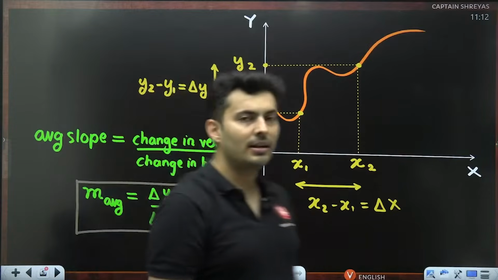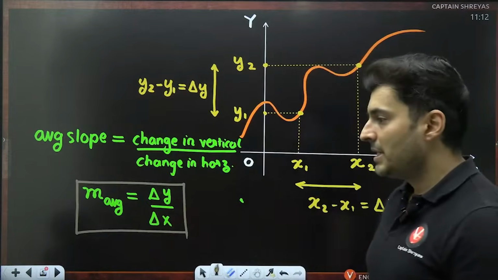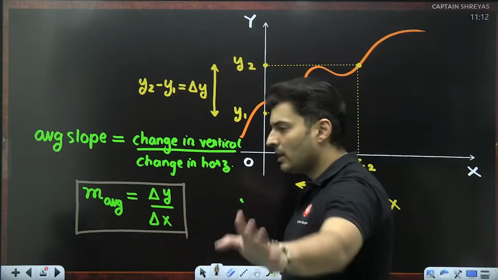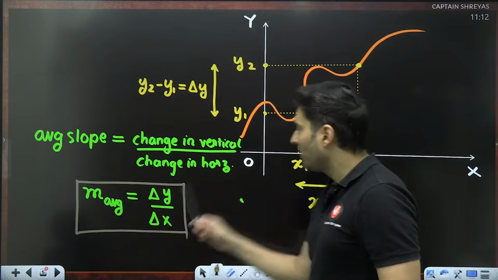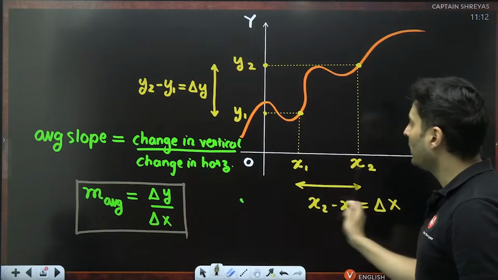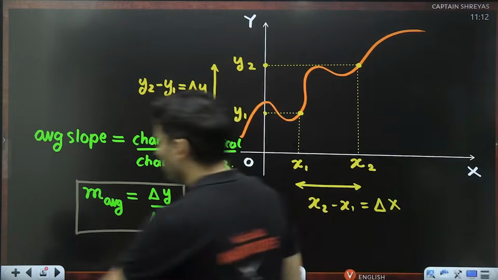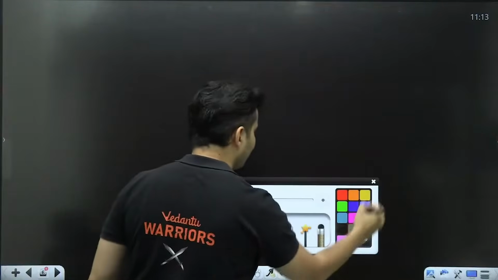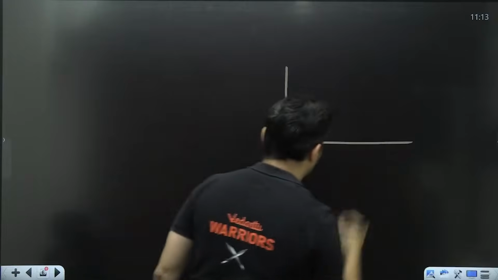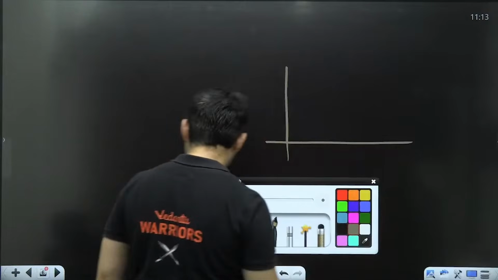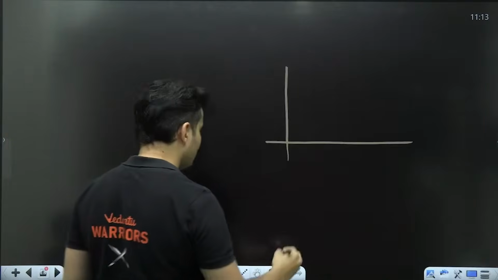Is that absolutely clear, my dear students? Yep, my warriors. Is it clear? M average, the average slope, is how much the y changed upon how much the x changed. Just to give you a simple, easy peasy example over here, imagine, just like I have drawn the graph over here, I'll draw a simple graph.